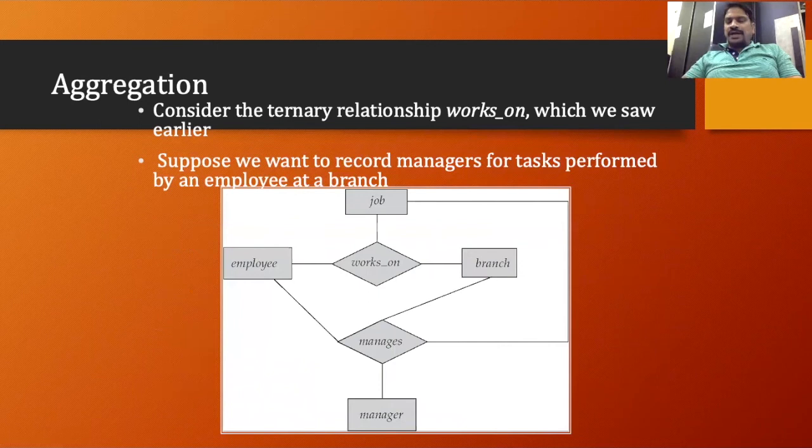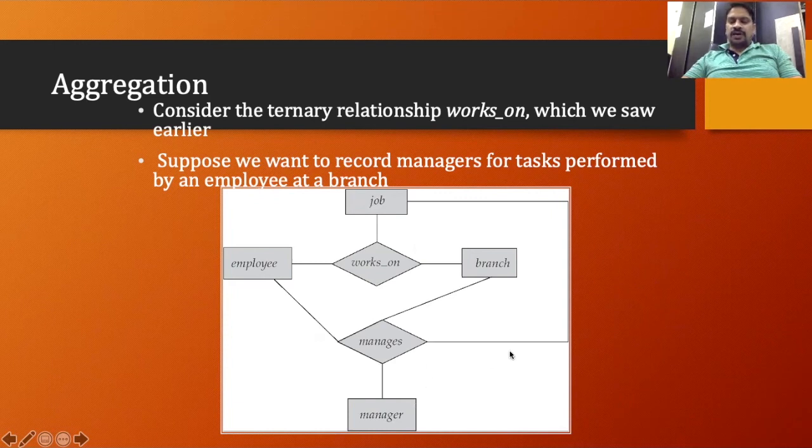Now let's talk about aggregation. If you see this particular diagram, there is a relationship works on, then a relationship manages, then there is an entity called employee, then a branch, then a job, then a manager. There are different types of entities, and there are some relationships also. Now, you'll see this relationship is associated with three entities. This relationship is also associated with three, not three, four entities.